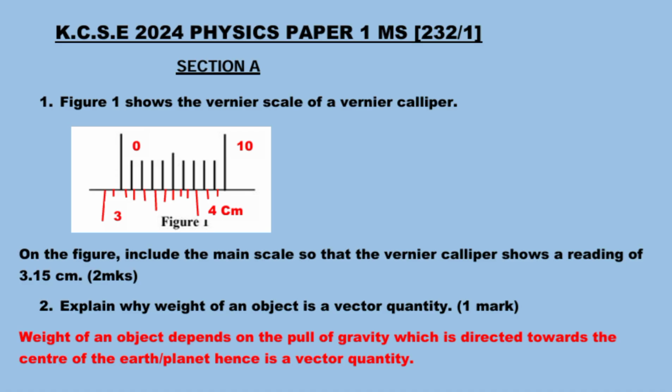Explain why weight of an object is a vector quantity. Weight of an object depends on the pull of gravity, which is directed towards the center of the earth, hence is a vector quantity. So definitely we are simply talking about the pull of gravity, which now has a direction towards the planet, definitely towards the center of the planet. And weight depending on the pull of gravity simply will have the same direction. So that simply means that weight is a vector quantity.